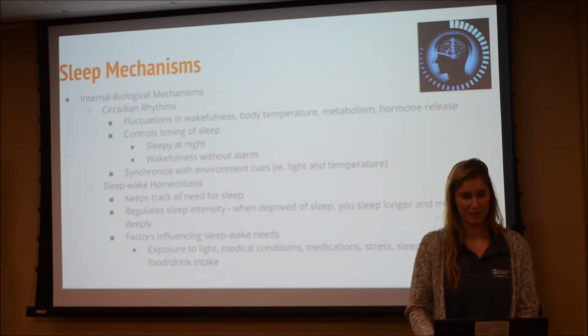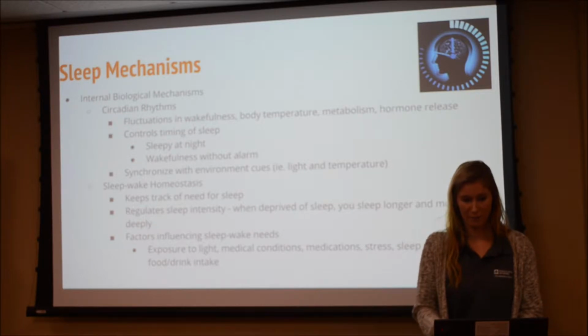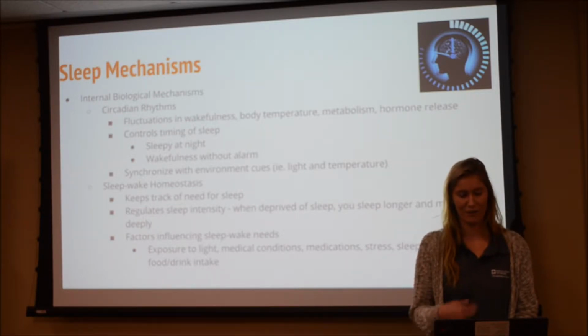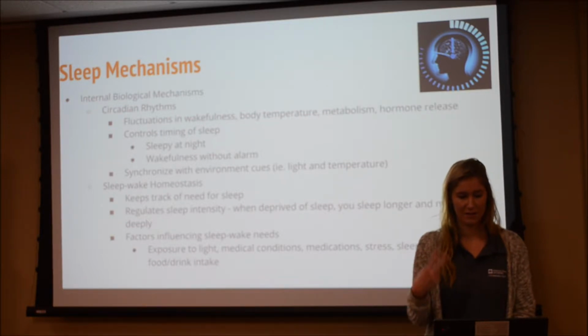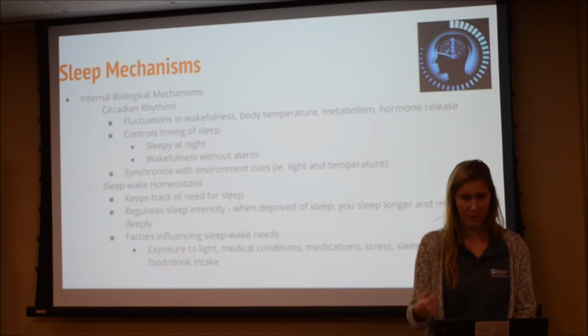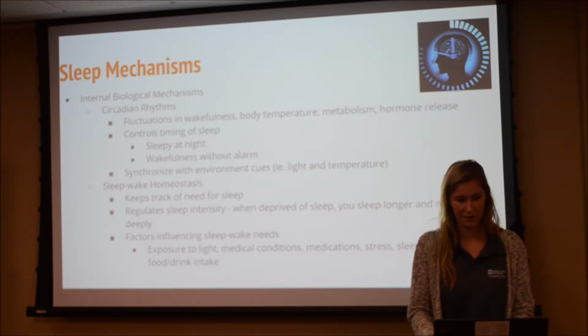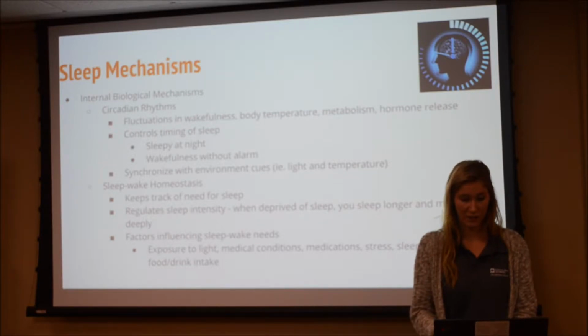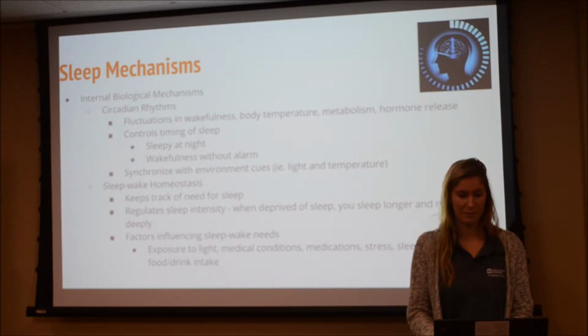Next, we will talk about the sleep mechanisms. For your internal biological mechanisms, you have two types: the circadian rhythm and the sleep-wake homeostasis. Both of these work together to regulate when you're awake and when you are asleep. First, the circadian rhythm is fluctuations in wakefulness, body temperature, metabolism, and hormone release. And this controls the timing of sleep.